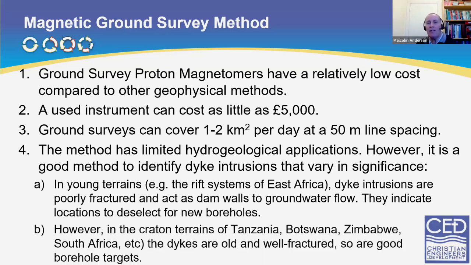Whereas if you're in a cratonic terrain and basically very old rock, which you get in Tanzania, Botswana, Zimbabwe, and South Africa, and a small area in Kenya and a larger area in Uganda, then the dikes that are identified there are old and therefore well fractured and are actually excellent borehole targets. So essentially you drill your well into the dike, and the dike then acts like an adit and provides water to the borehole. And the magnetic method is a very good way of identifying where those dikes are below the soil level.